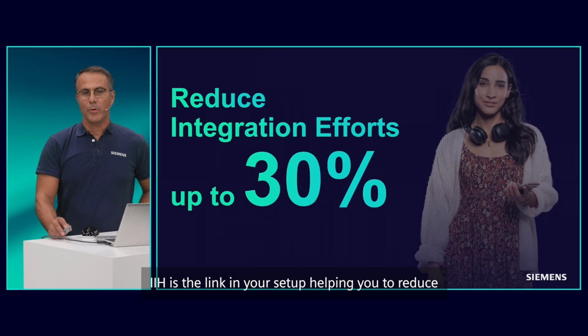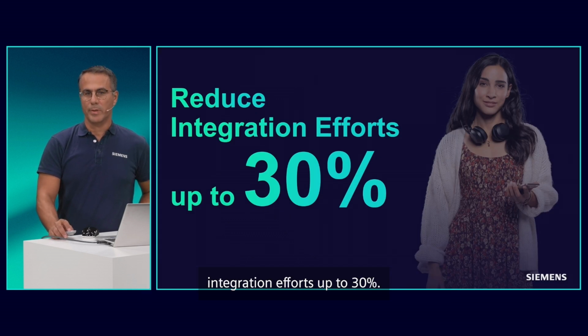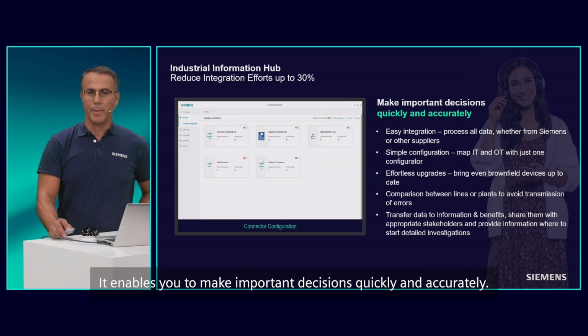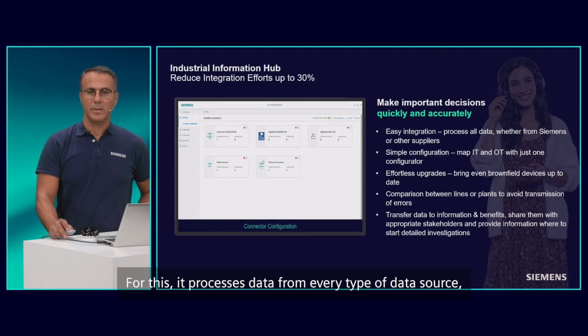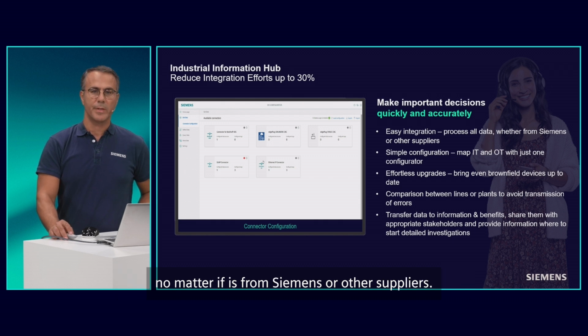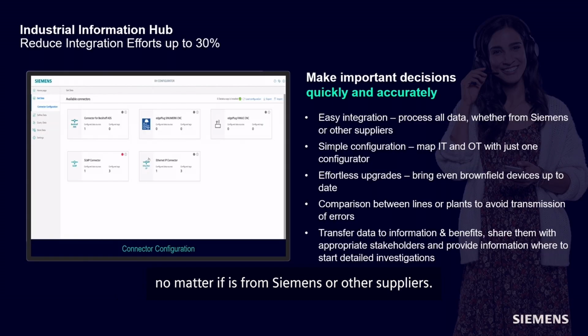IIH is the link in your setup helping you to reduce integration efforts up to 30%. It enables you to make important decisions quickly and accurately. For this, it processes data from every type of data source, no matter if it is from Siemens or other suppliers. It has one single engineering interface for all types of data and any need for data handling.